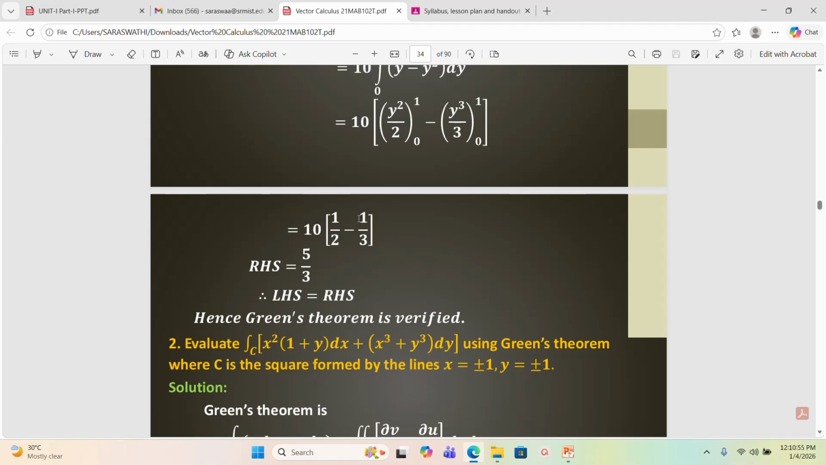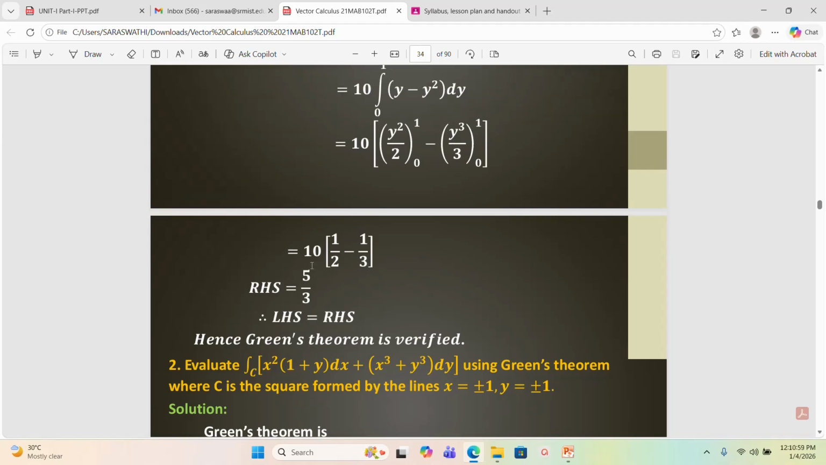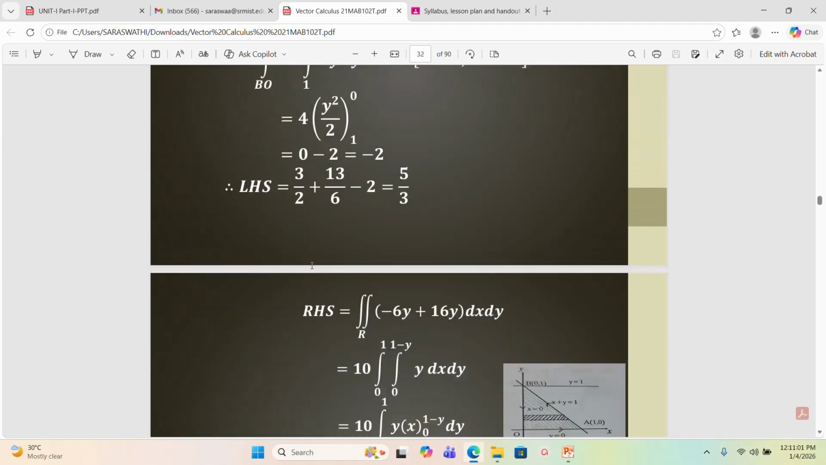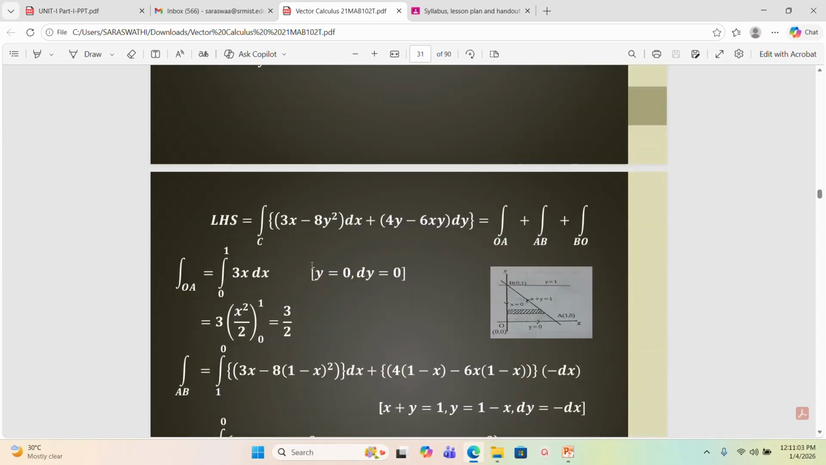3 minus 2, that is 1 by 6. 10 by 6 is equal to 5 by 3. Hence, the answer for RHS is equal to 5 by 3. So, in this way, we can go for LHS.